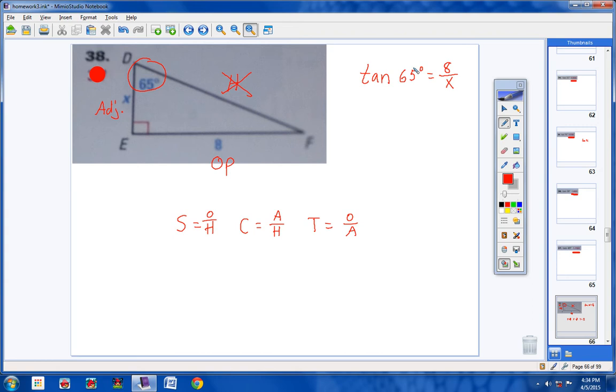All understand that tangent, and hold on, my mimeopad just quit working, so hold on 1 second here.